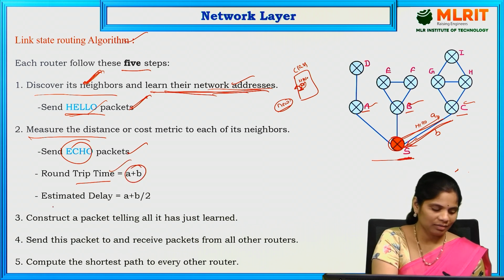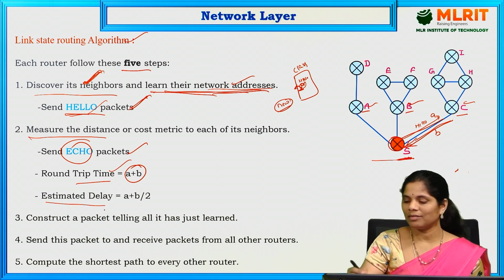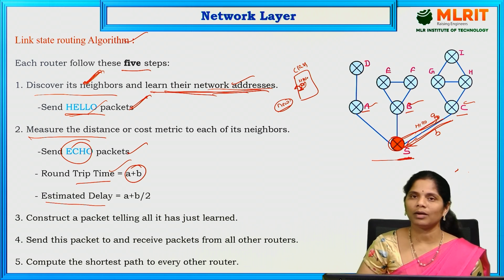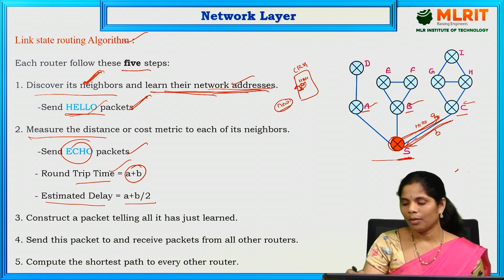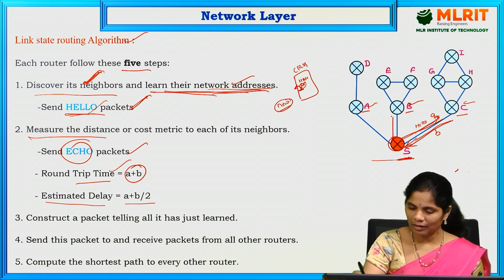And the next one is the estimated delay. For sending that particular packet to this source, we have to find the estimated delay, which is (A plus B) by 2. Sending is A, receiving is B, so the estimated delay is (A plus B) by 2.